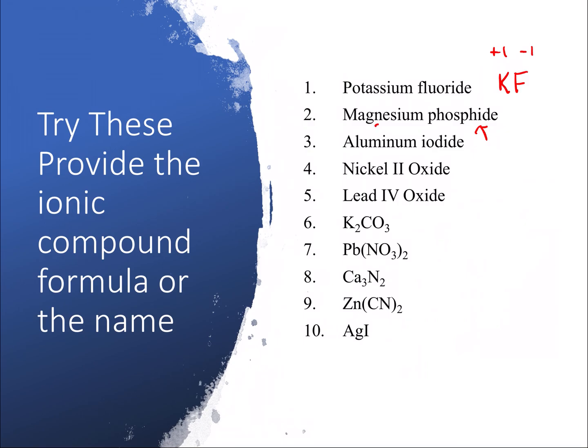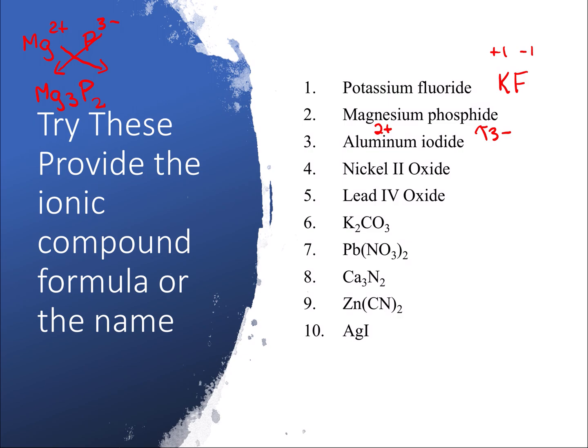Magnesium is 2+, phosphide is 3-. Now, that can be a little challenging. Write your magnesium, 2+. Now that's phosphorus, but we're saying phosphide. We leave the "us" part of the name off, which can throw you. And if you do the crisscross little trick, which is nothing more than a trick, we've got Mg3P2.